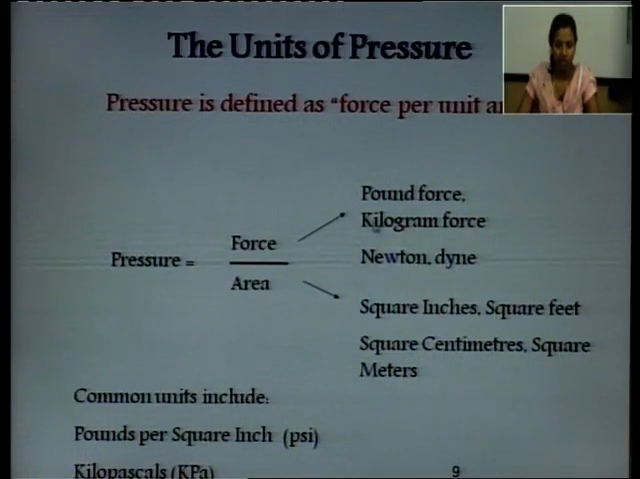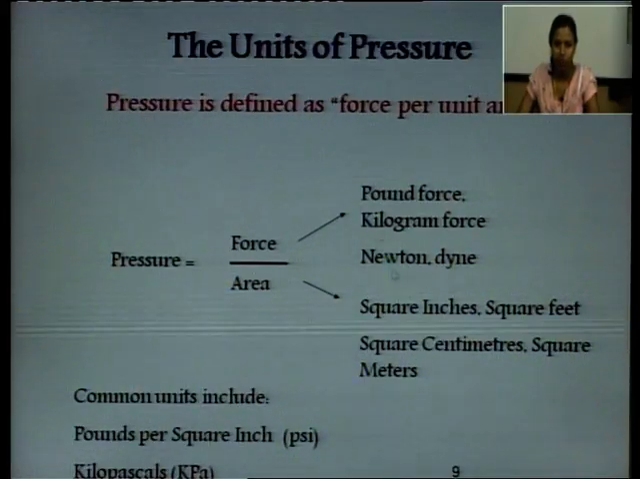Relative to these, we take area in square inches, square feet, square centimeters and square meters. So pressure is equal to force upon area. Force can be in any of the systems and area should be in the corresponding system. So this is the important unit.